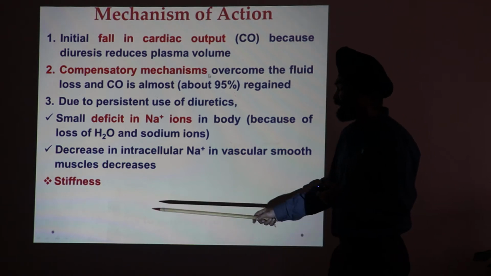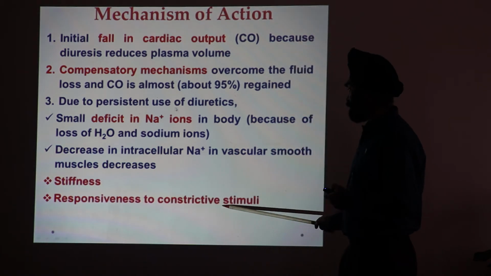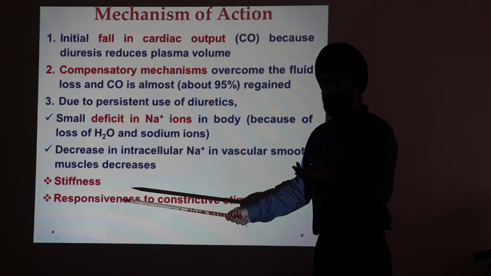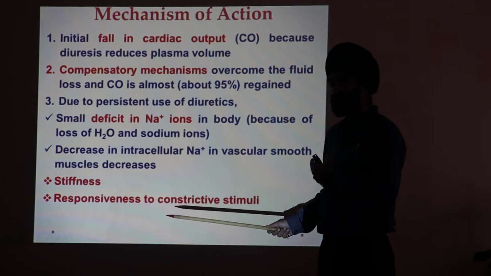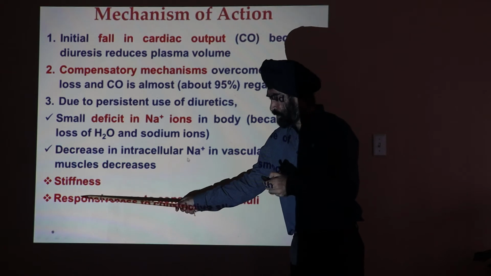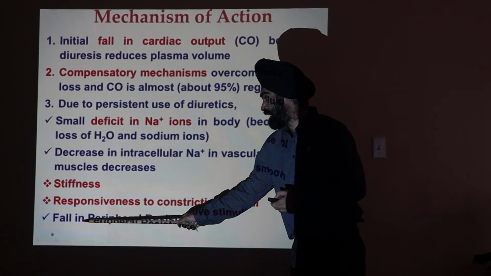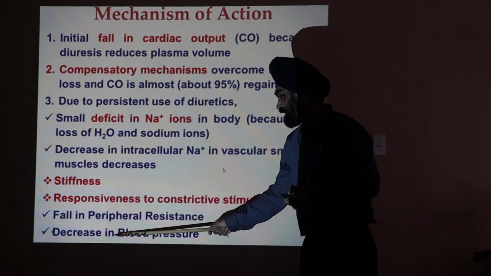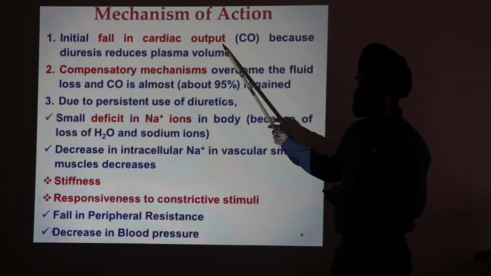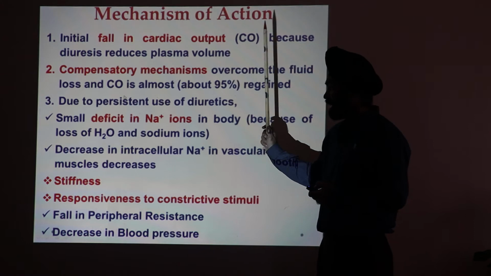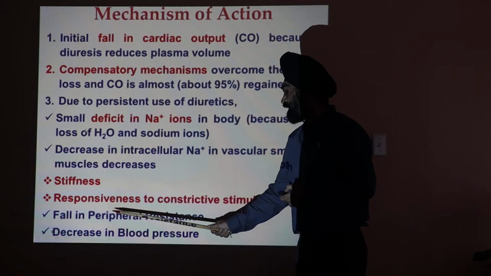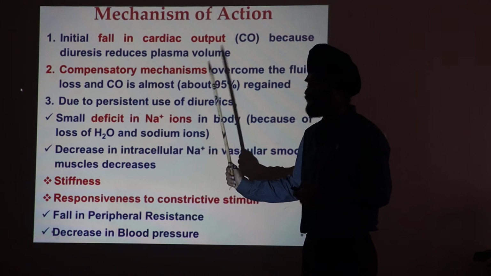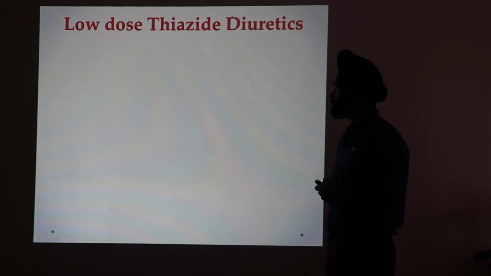As a result, the stiffness and the responsiveness to the constrictive stimuli will be reduced. So that means blood vessels are not responding to constrictive stimuli to that extent. The stiffness is reduced. If these two things are reduced, obviously there is a reduction in the peripheral resistance. And because of this decrease in peripheral resistance, there is a decrease in the blood pressure. So the decrease in cardiac output is the initial mechanism, but reduction in the peripheral resistance on a long-term use is the major mechanism, and that happens because of a small decrease in the sodium ion.